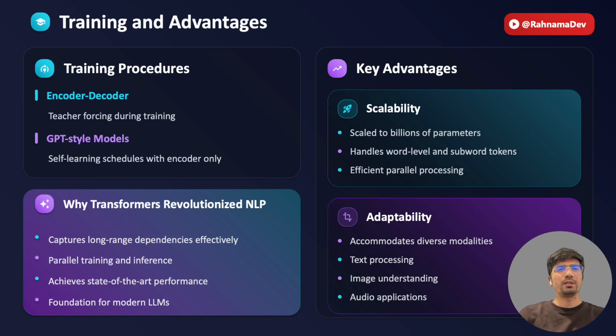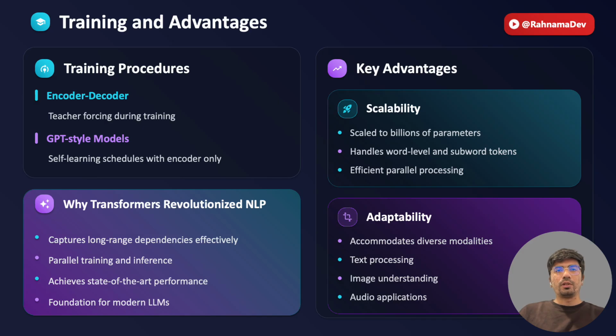One of the biggest advantages of transformers is their scalability. You can scale them up to billions of parameters, as seen in GPT-3, GPT-4, and other large models. They can handle both word-level and sub-word-level tokens efficiently. Sub-word tokenization, like byte pair encoding, helps handle rare words and reduce vocabulary size.